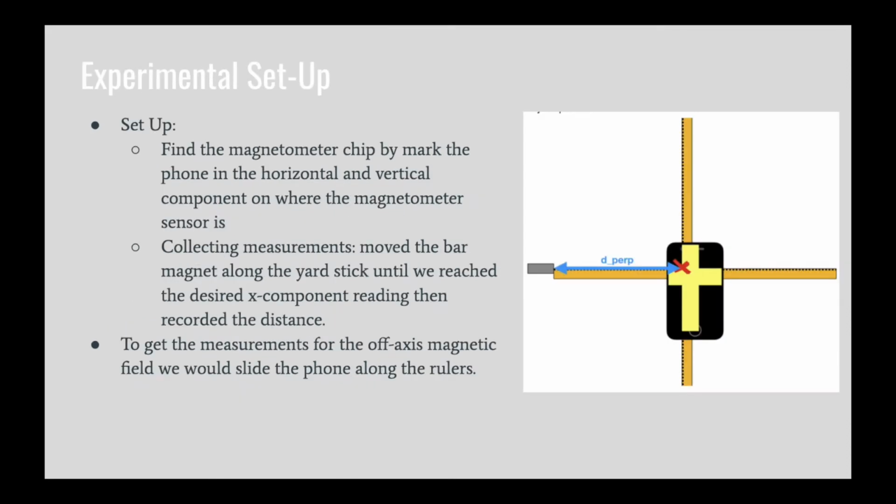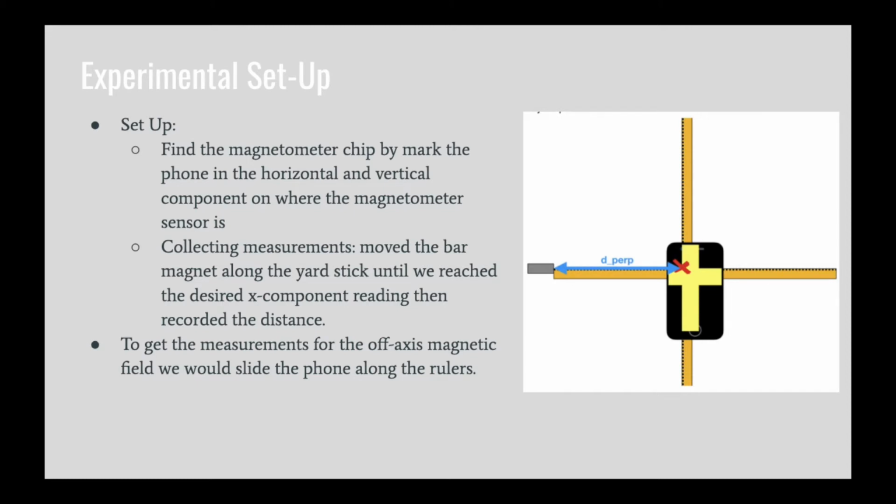To set up the experiment, I first zeroed the x component by adjusting the direction of the phone, then marking the horizontal component with a ruler. Next, I had to find the location of the magnetometer on the phone, and I did this by sliding the phone horizontally and vertically along the ruler while the magnet was on the end and marking with tape the location at which the magnetometer shows the greatest value.